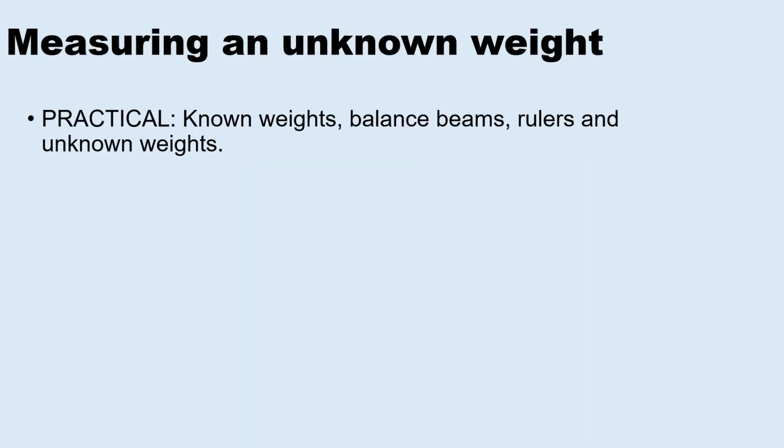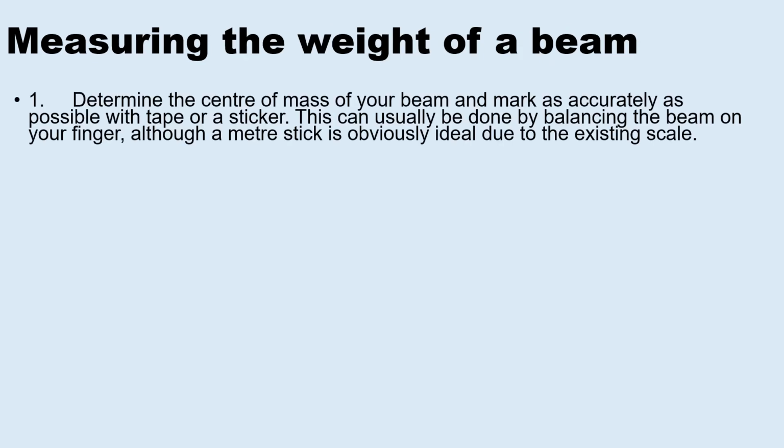This is something that you would do in the classroom, but obviously we're not in the classroom right now. So I'm just going to talk through it as best as I can. So to measure an unknown weight, you would do a practical using known weights and balance beams and rulers and unknown weights. So you would determine the centre of mass of your beam and mark it as accurately as possible with a tape or a sticker.